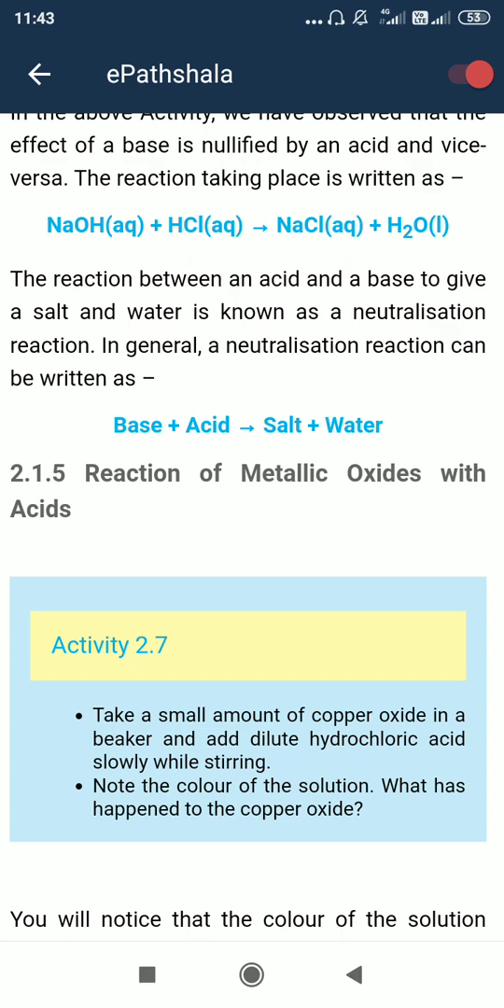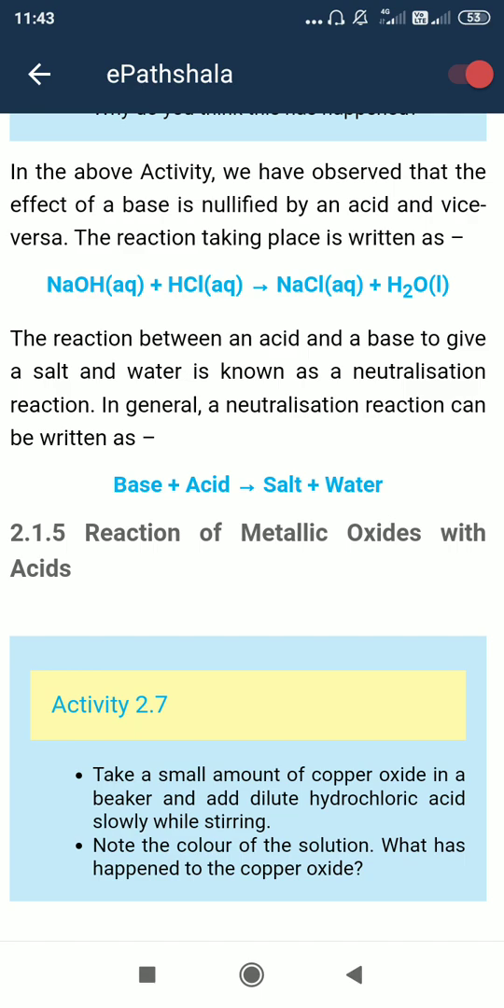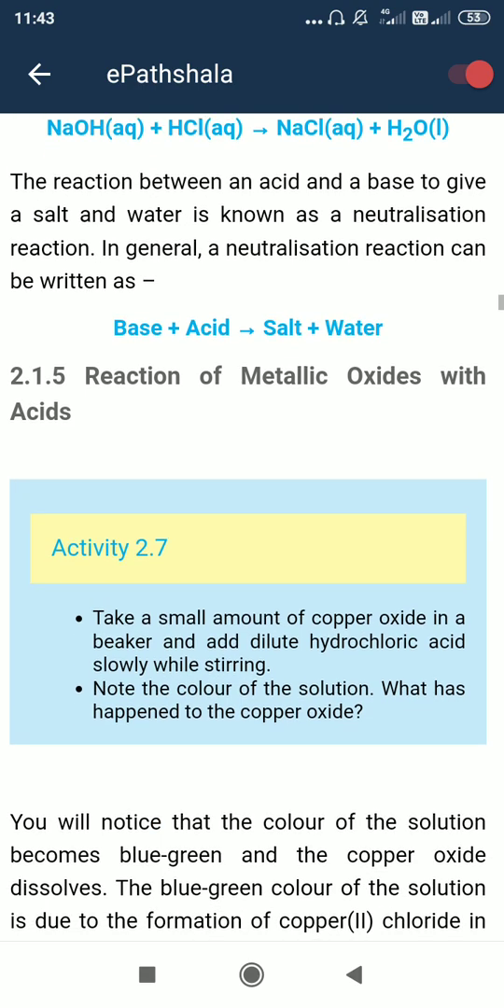So you can remember NaOH, sodium hydroxide, has Na plus and OH minus ions in aqueous system, and HCl is in the form of H plus and Cl minus ions. When these react, H plus from HCl and OH minus from sodium hydroxide get bonded and form H2O, and the remaining Na plus and Cl minus are bonded to form NaCl, sodium chloride, aqueous. So in general, base plus acid gives us salt plus water.